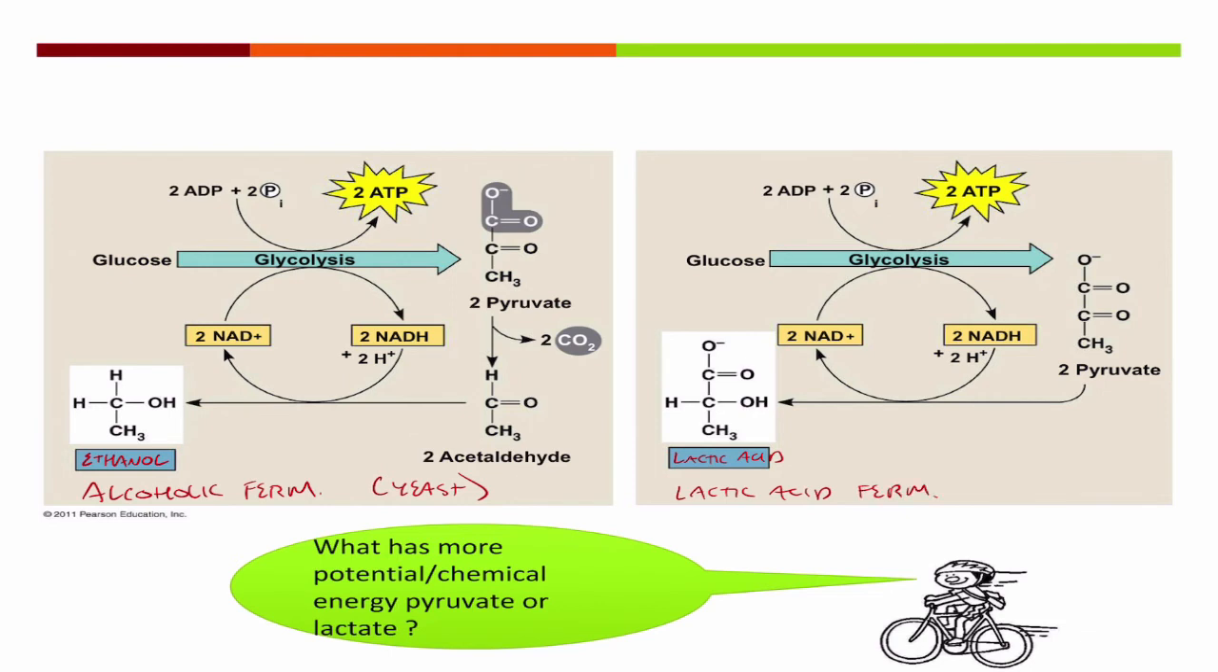And that's what humans do when we have a lack of oxygen to continue the process. What has more potential chemical energy, pyruvate or lactate? Well, they're actually kind of the same, but pyruvate has more potential because we have that to go into the Krebs cycle. So at some point, once oxygen becomes available again, we have to be able to convert this back into pyruvate so then it can go on to the Krebs cycle.